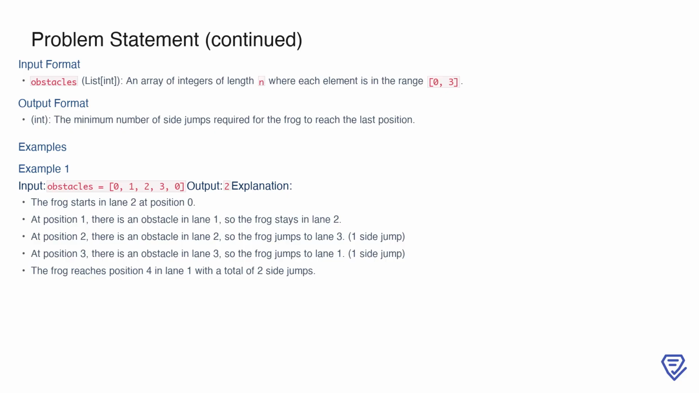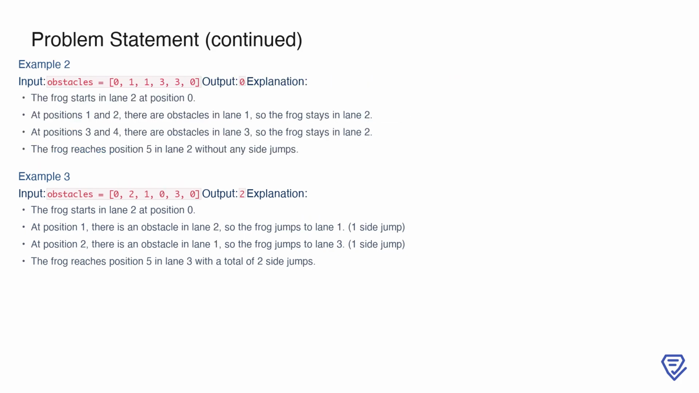Let's look at an example to understand this better. In the first example, the input is obstacles equals 0, 1, 2, 3, 0. Here, the frog starts in lane 2 at position 0. At position 1, there's an obstacle in lane 1, so the frog stays in lane 2. At position 2, the obstacle is now in lane 2, so the frog makes a side jump to lane 3. At position 3, there's an obstacle in lane 3, so the frog jumps to lane 1. Finally, the frog reaches position 4 in lane 1, having made a total of 2 side jumps. This is the minimum number of side jumps required for this input.